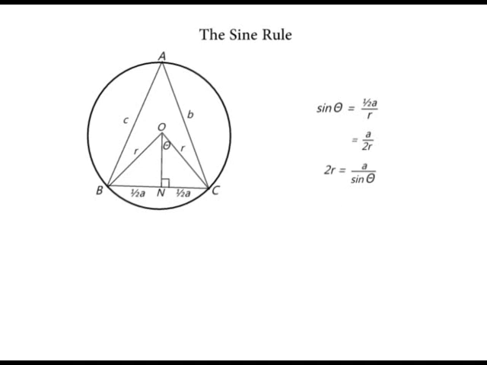But then theta is equal to angle A, because the angle subtended by a chord on the circumference of a circle is half that subtended by the same chord at the center of the circle. Therefore, 2R is equal to a over sin A. Similarly, it can be shown that 2R is equal to b over sin B and is equal to c over sin C. And therefore, the sine rule can be extended as a over sin A is equal to b over sin B is equal to c over sin C is equal to 2R.